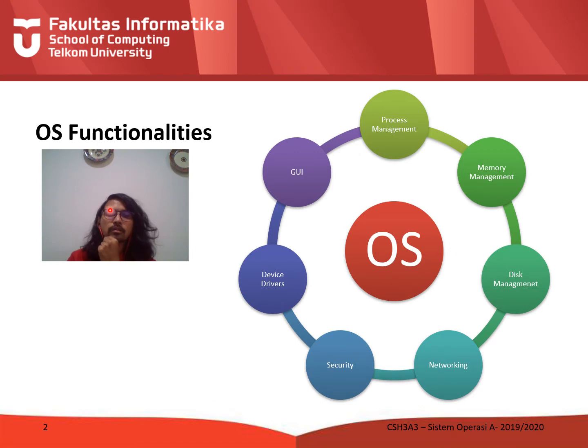So what are the functionalities of an operating system? If you Google it, you will probably get an answer like this. So there's process management, memory management, disk management, networking, security, device drivers, and GUI. The question is, which one of these seven functionalities is the main one? Which one is the main one?